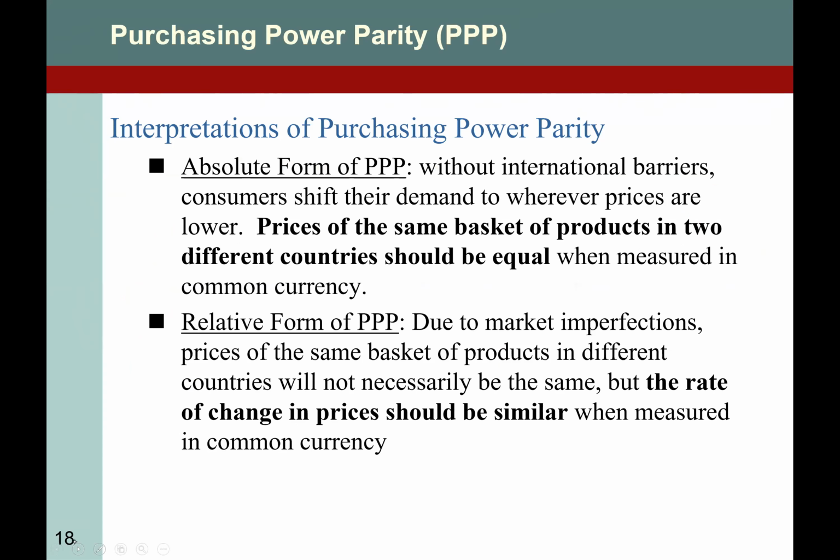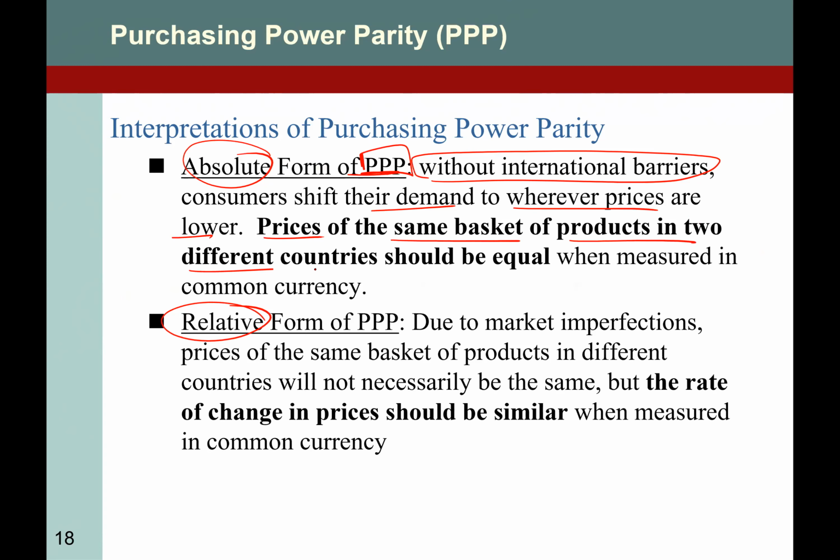So there are two kinds of purchasing power parity: absolute purchasing power parity and relative purchasing power parity. Absolute purchasing power parity, when you have no international barrier, any kind of restrictions, keeping all other things constant, then you talk about this purchasing power parity. The short form is PPP, triple P. Consumers shift their demand to wherever prices are lower. Prices of the same basket of products in two different countries should be equal when measured in common currency.